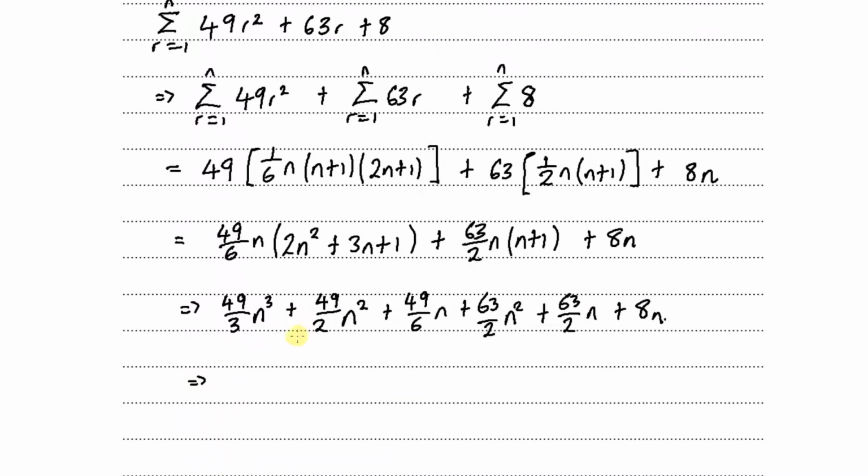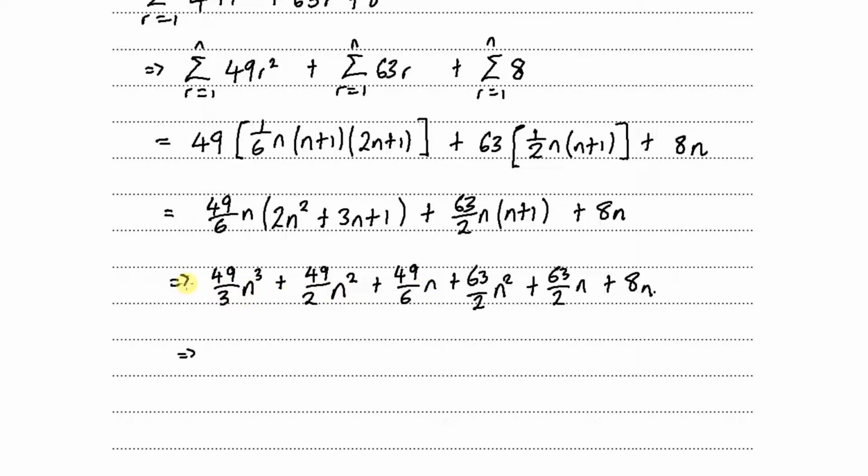Now let us simplify. So grouping the like terms, we'll be having 49 over 3n cubed, and here we have the terms in n squared, that's 49 over 2n squared plus 63 over 2n squared. Now 49 plus 63 is 112. 112 divided by 2, that will be 56. So we have 56n squared here.